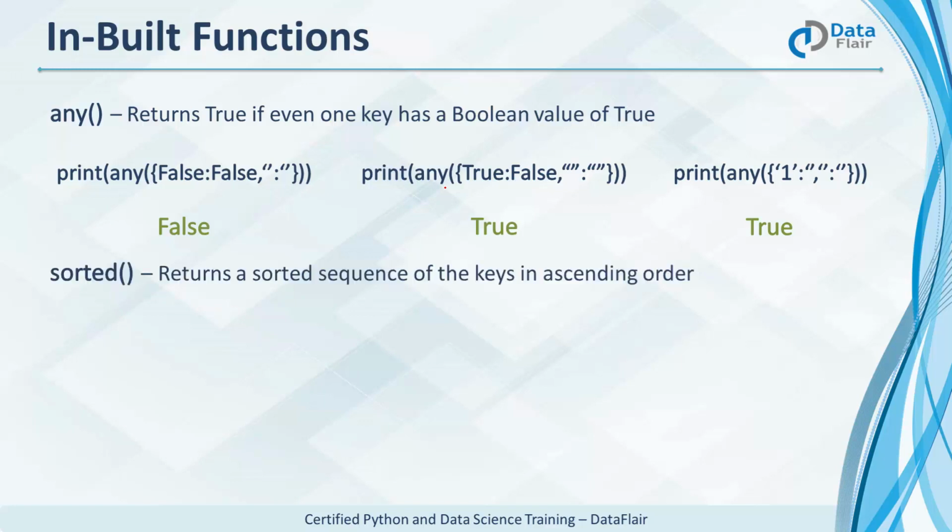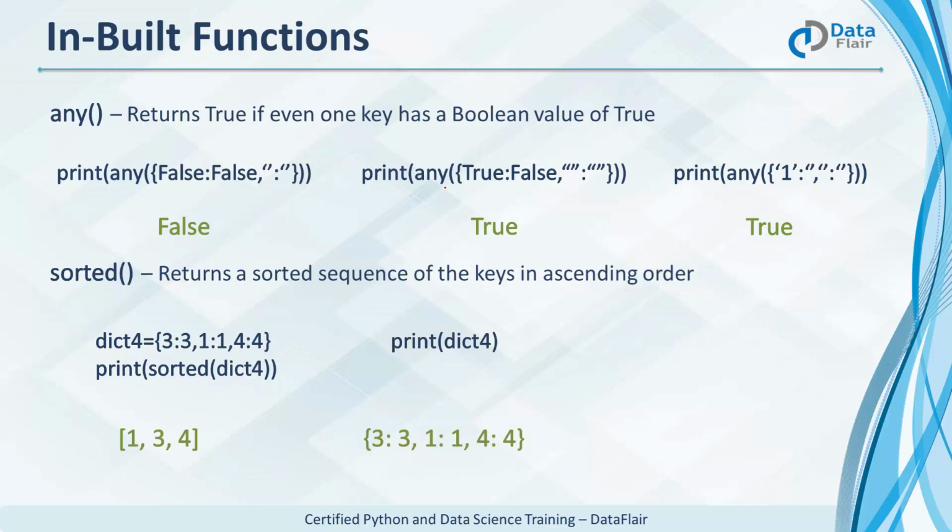Sorted gives us a sorted sequence of the keys in an ascending order. The keys here are 3, 1 and 4. Sorting them gives us 1, 3 and 4, but this does not modify the original dictionary. And what this returns is a list.